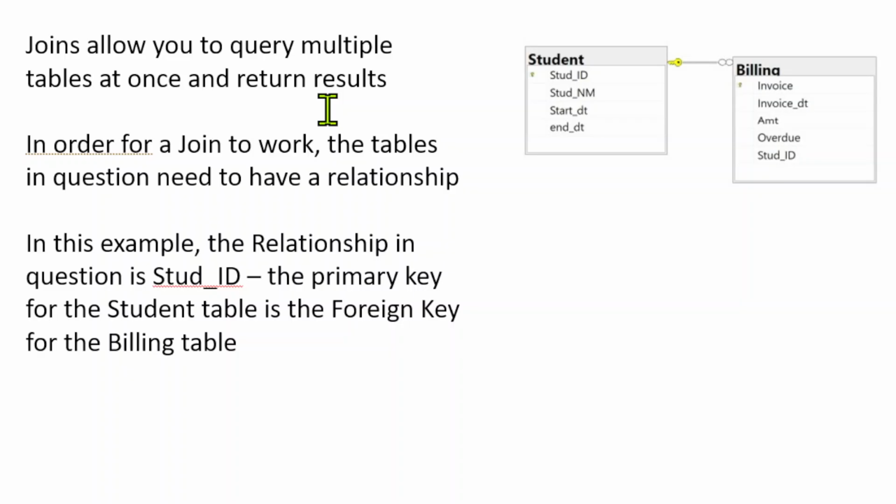Joins allow you to query multiple tables at once. In order for the join to work, you have to have a relationship. And you can see here, I've got a relationship built in. You'll notice my keys are lit up here. And this is actually created in SQL Server. I'm going to show you real quick how to do it.